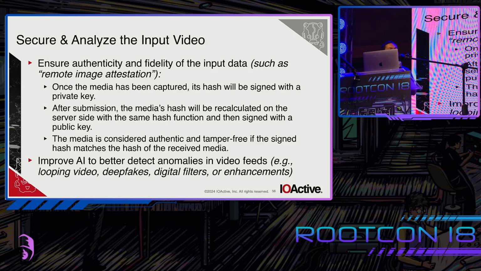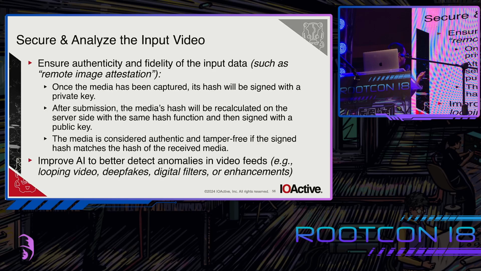The last one is that we have to secure and analyze our input video. One good example is remote image attestation, wherein during or after the capture process, a private key will sign the hash of that image. Once that data has been submitted, the provider will sign it again with the public key and compare the two to make sure they match. If there's a match, that means the video source feed submitted to the system is tamper-free and authentic.